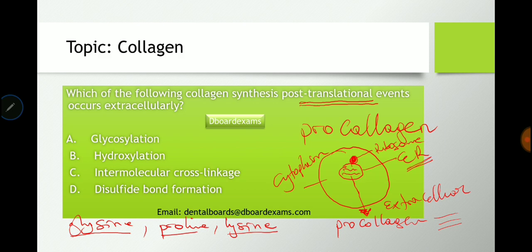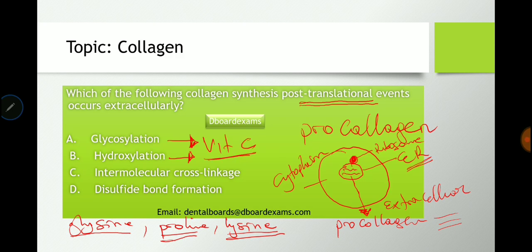However, the amino acids which undergo hydroxylation and glycosylation are proline and lysine. So proline and lysine undergo both hydroxylation and glycosylation. These are the processes, and these occur inside the cell usually. And when they occur inside the cells, for the hydroxylation to occur, you need vitamin C.